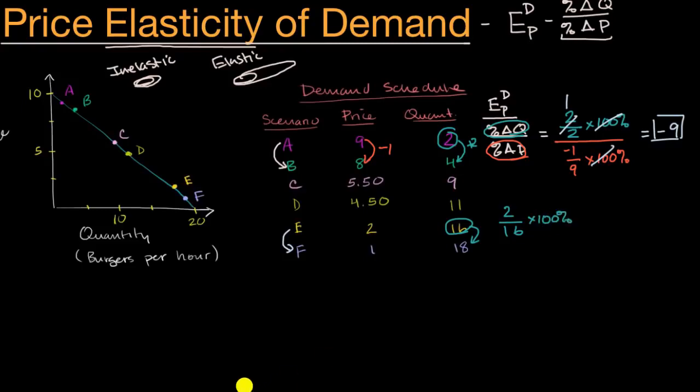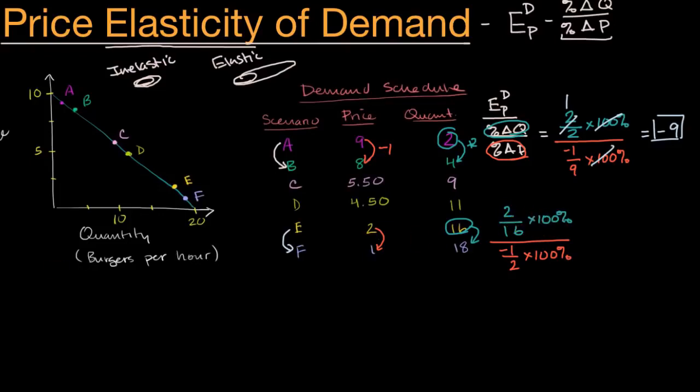That is our percent change in quantity. And what is our percent change in price? Well, our initial price is 2, and we're going from 2 to 1. So we have a price change of negative 1 times 100%. And so what you see here is this is 1/8 times 100%.